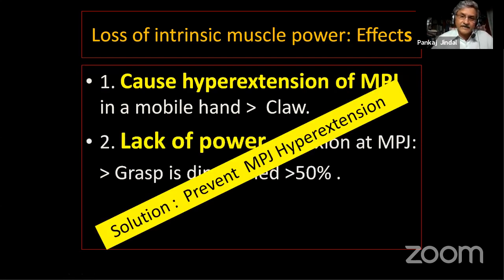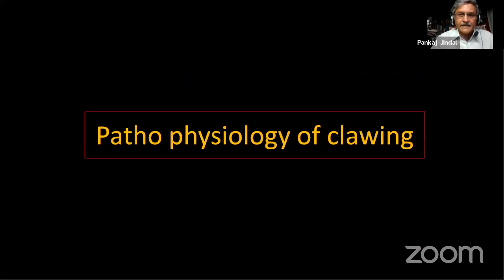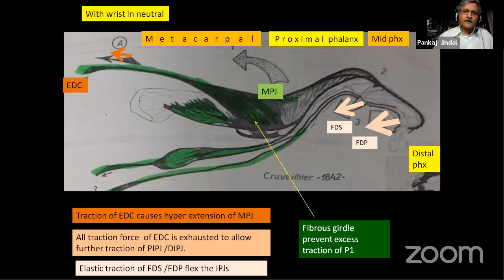And therefore, the solution lies in preventing metacarpophalangeal MP joint hyperextension. The whole treatment revolves around prevention of MP joint hyperextension. So this is another important thing for postgraduates, the pathophysiology of clawing. Just understand this photograph. This is extremely important. There is no way it can be simplified.